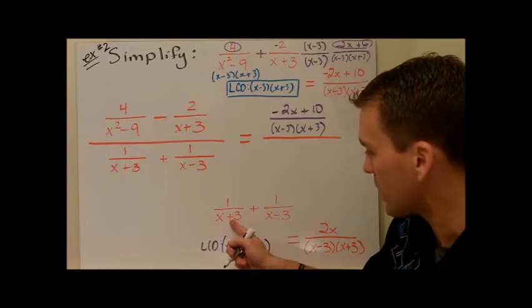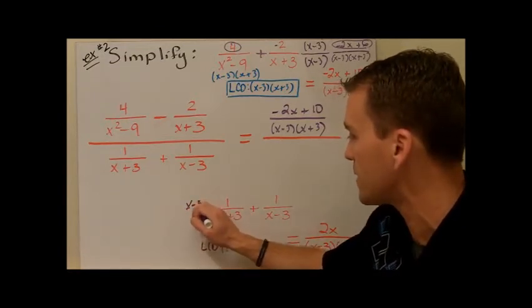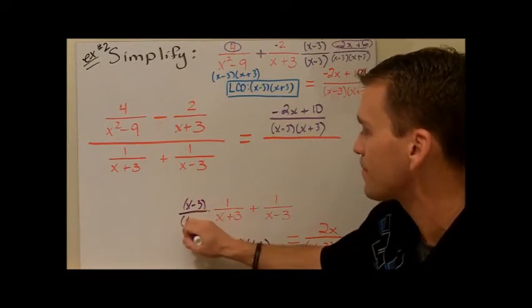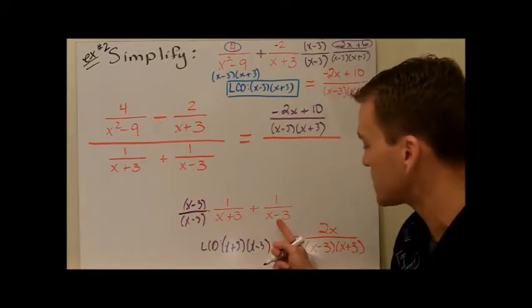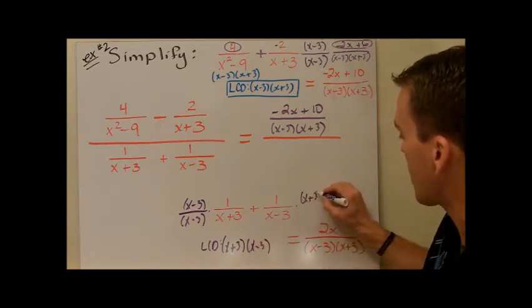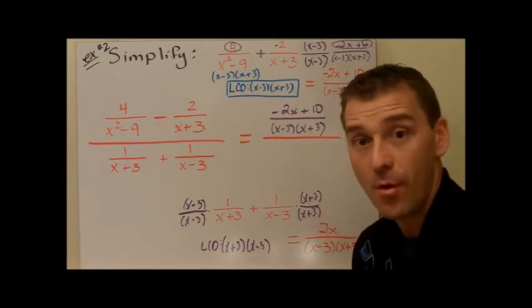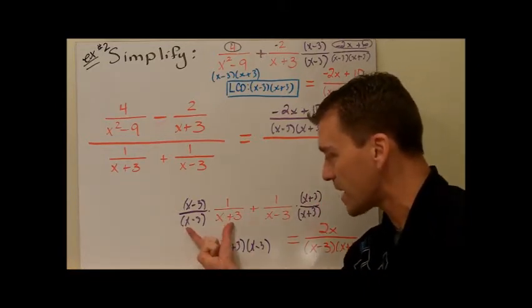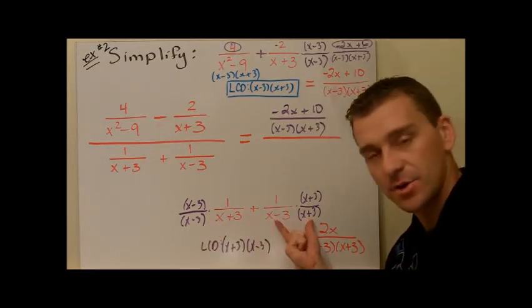So, what's missing? Well, this one has an x plus 3. I'm missing an x minus 3. So I must multiply x minus 3 on top, x minus 3 on the bottom. Over here, that's missing an x plus 3. So I need to multiply by x plus 3 over x plus 3. So when I multiply this, check it out. That's my denominator. They'll both be exactly the same. Forget the colors. You get the idea.